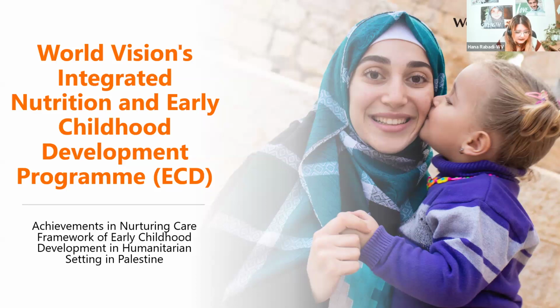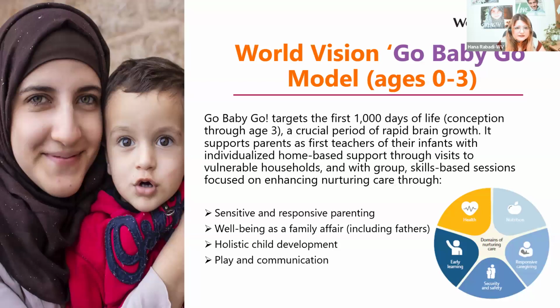So if we go to the next slide. This is our model that we are implementing. As mentioned, this model covers all the domains. We are targeting mothers from pregnancy until the child is 2 years old. As mentioned by Dr. Maureen, the first 1,000 days are the critical days for rapid growth and child development, so we are focusing on this period.